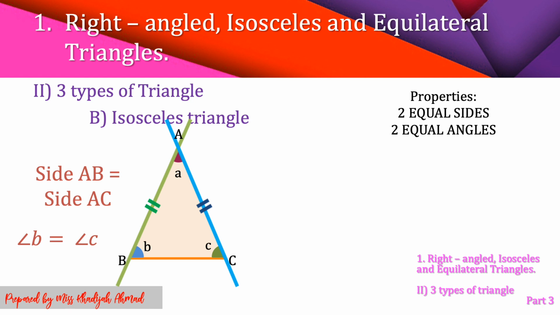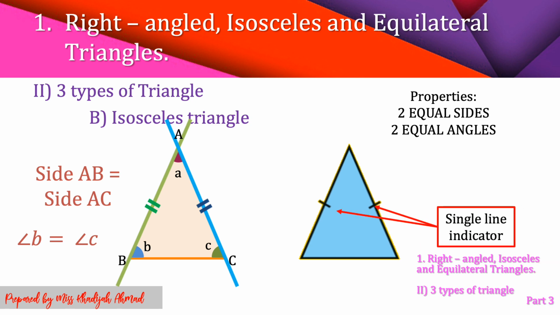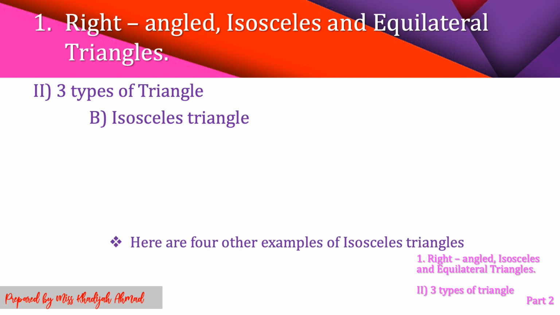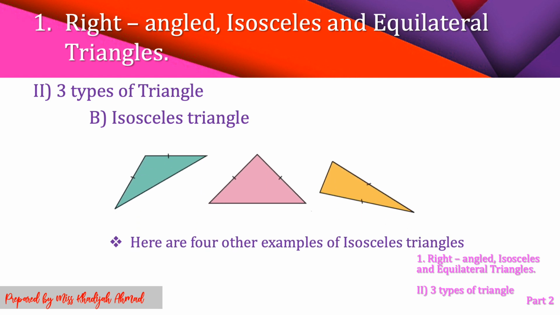Sometimes the indicator showing the equal sides are single lines. Here are other 4 examples of isosceles triangle.